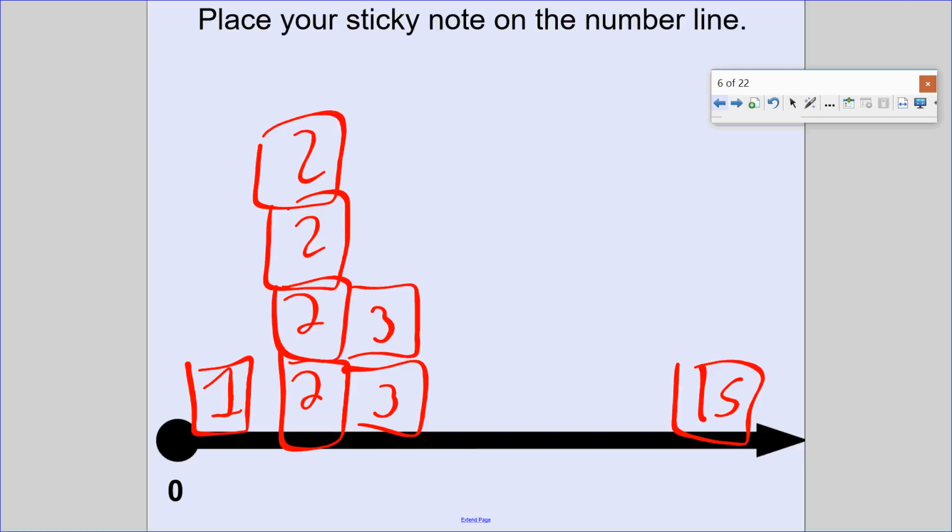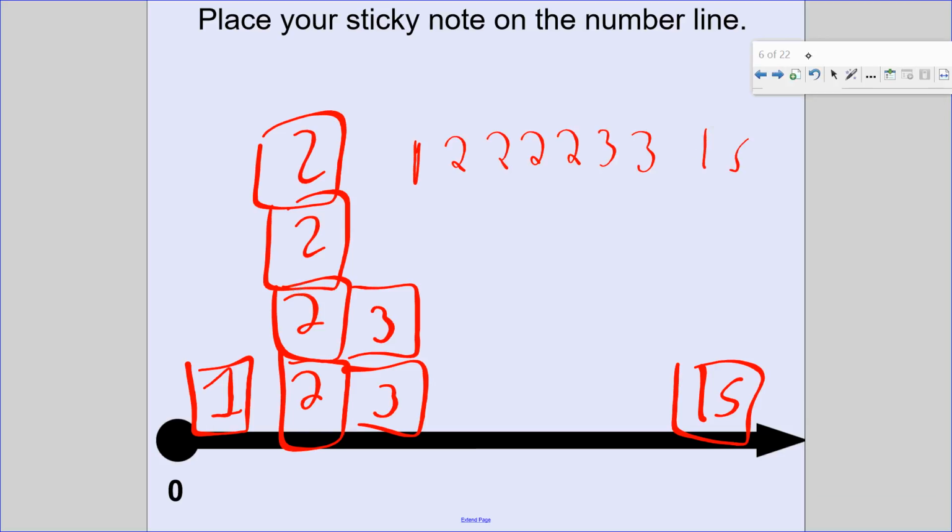The median. So which number would be in the median? We're going to list the numbers in order: 1, 2, 2, 2, 2, 3, 3, 15. Let's find the middle. The middle number. What's between 2 and 2? What number would go right here in the center? 2.